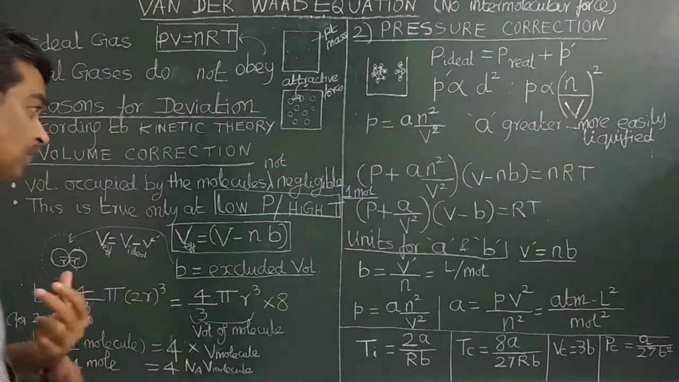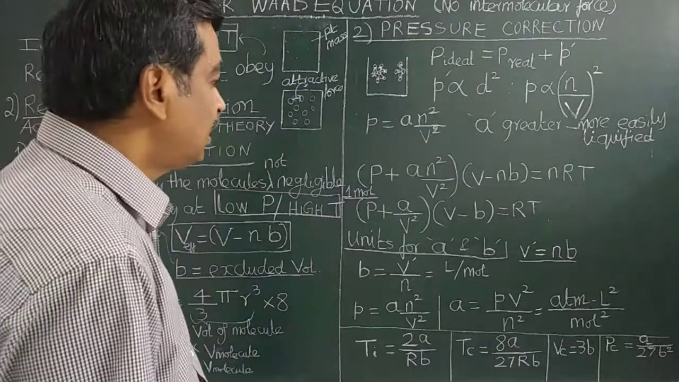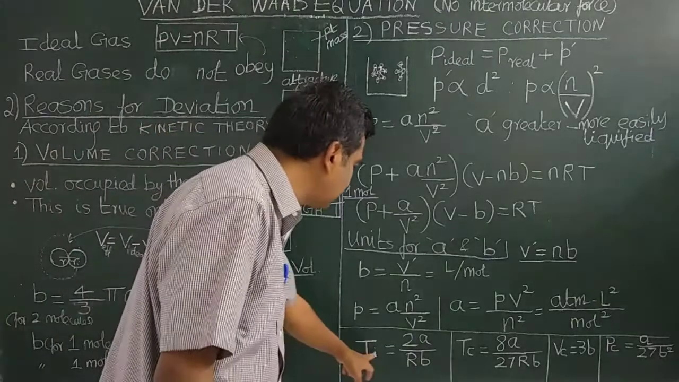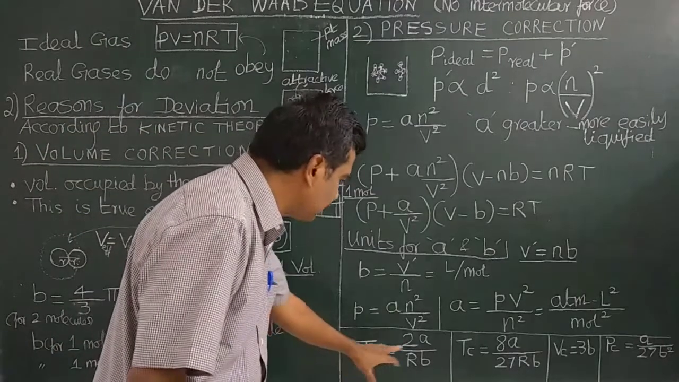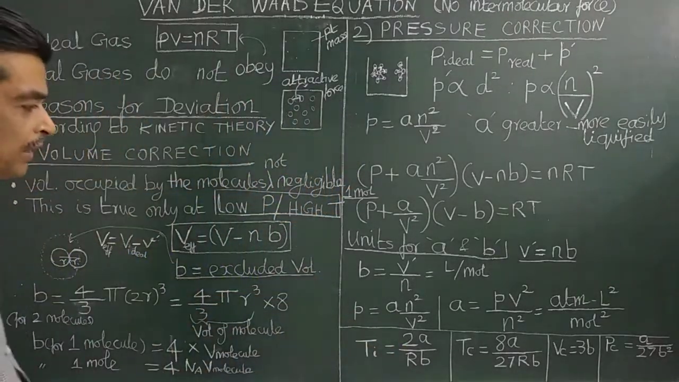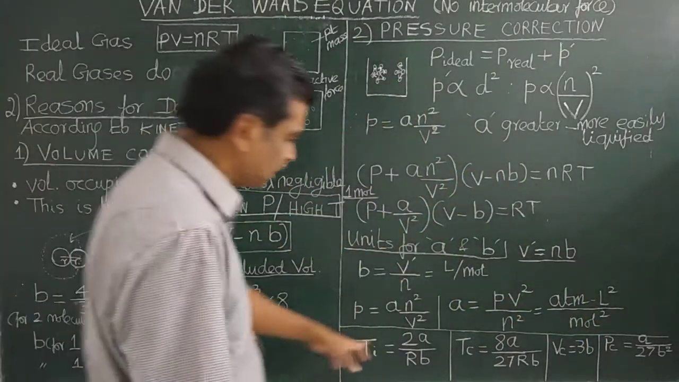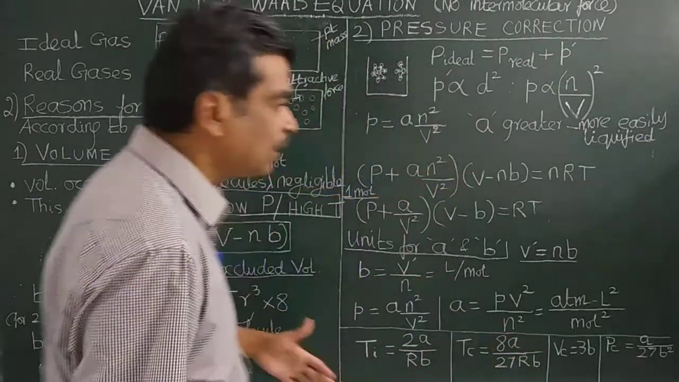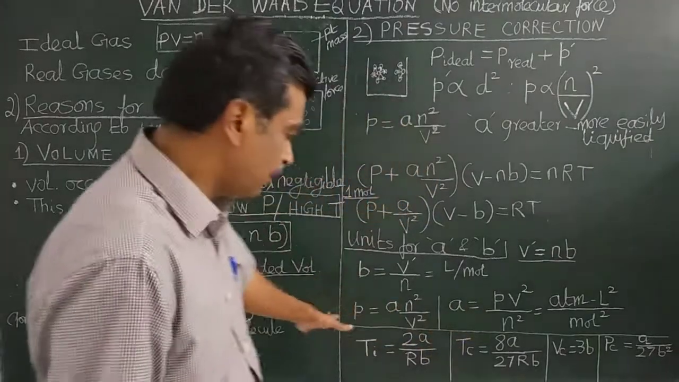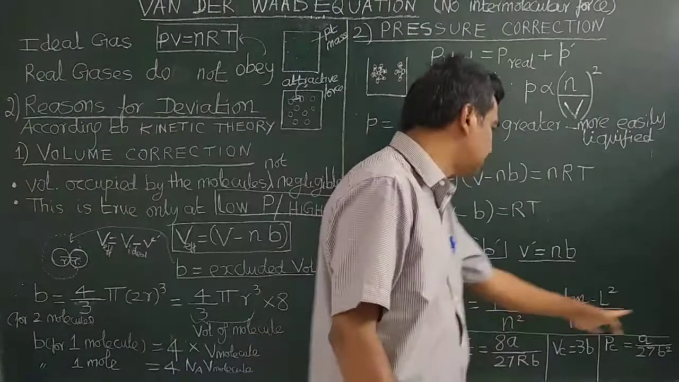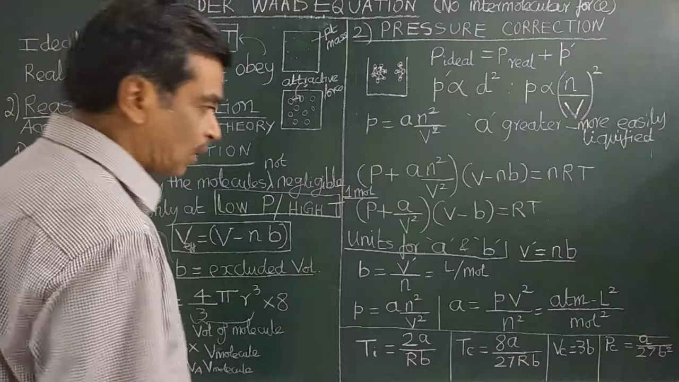What are the significances of a and b, the van der Waals constants? Using the van der Waals constants, we can calculate the inversion temperature. Okay, we will see what inversion temperature is later. We can also calculate the critical constants, critical temperature, critical volume, critical pressure. If you know the a and b values and the relations between them, we can calculate the inversion temperature and critical constants from the van der Waals constants.